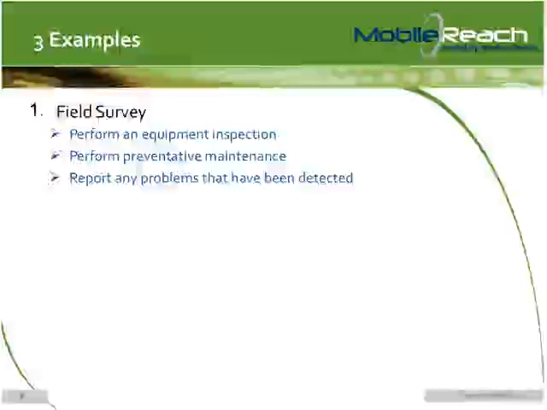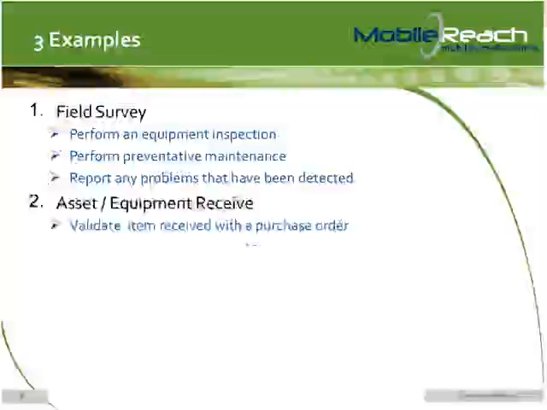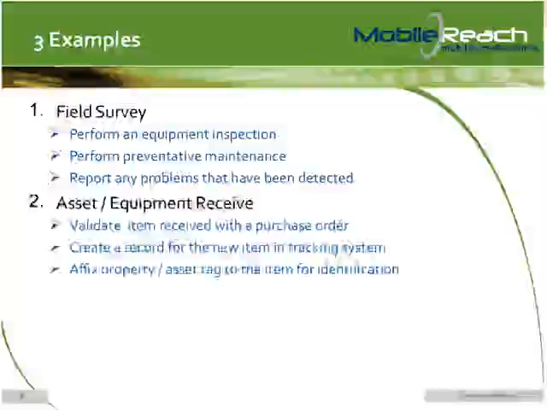So they'll go out into the field, they go to their equipment or the machine that they need to perform an inspection on, they pull up the survey, they fill it out, report any problems that have been detected, and then they're good to go, and then they bring that back to their environment. So one of our customers, Pioneer Natural Resources, this is a very good example of something that they might do with their mobile workers. Asset equipment and receive.